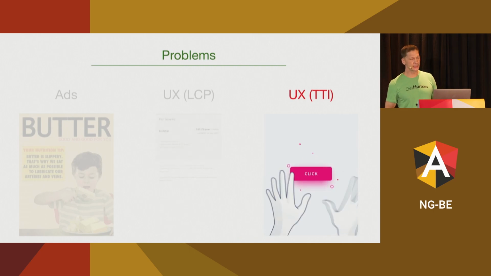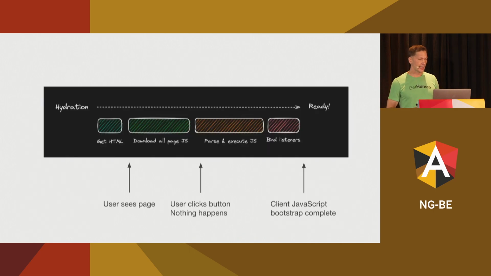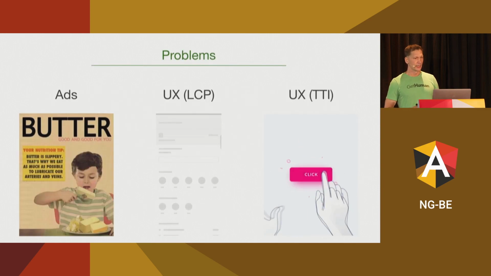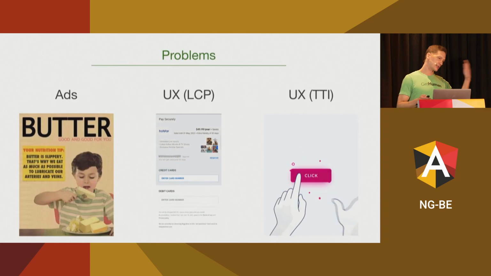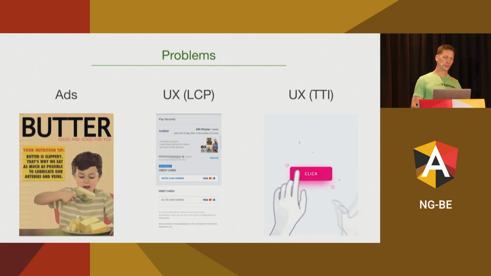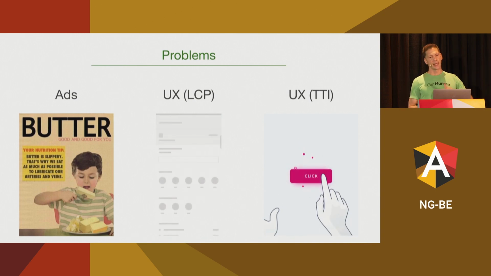And then the last thing is TTI, or time to interactive. And that's something that we demonstrated in the play here, where the user clicks on a button on the server view before the client-side JavaScript downloads and bootstraps. So a bad user experience, very frustrating, definitely an issue. So these are all problems that have existed since Universal was first released.